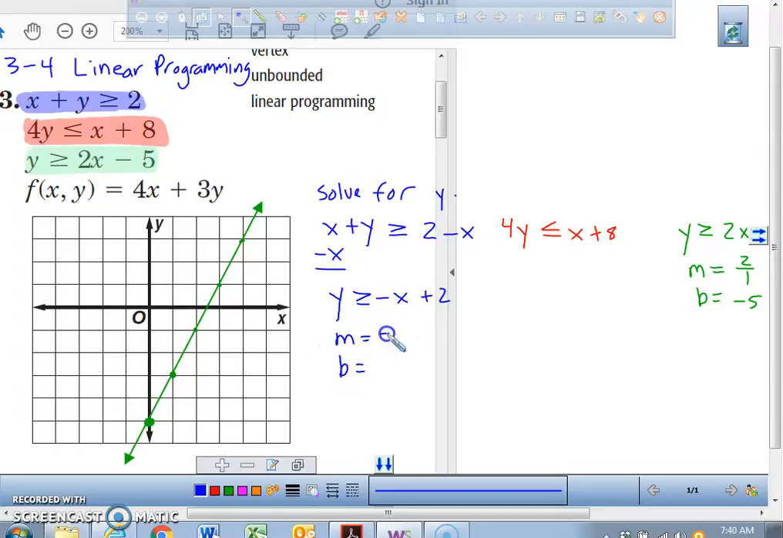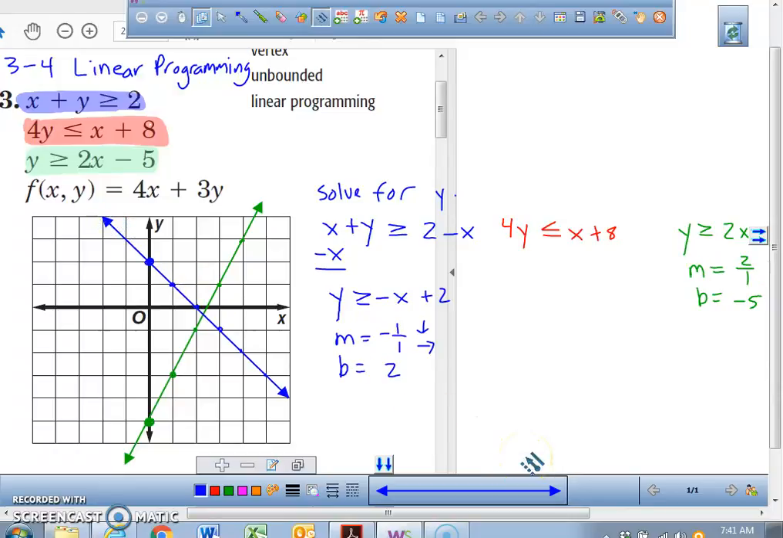The slope of this is negative 1 over 1. The y-intercept is 2. The slope tells me I have to go down 1 unit and over 1 unit. So right here at 2, I'm going to go down 1 and over 1, down 1 over 1, down 1 over 1. And once again, you have to create a nice straight line connecting all those points. Very important that you are accurate.